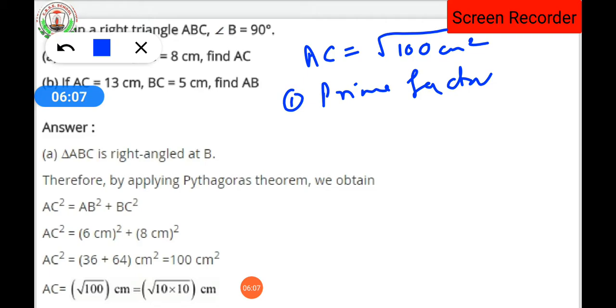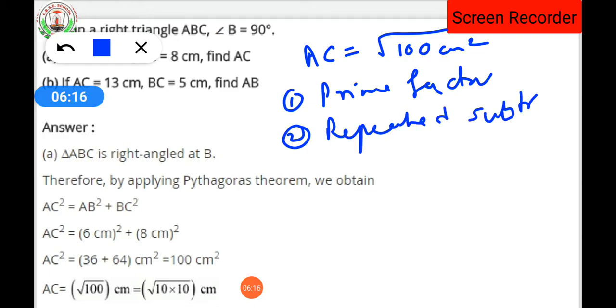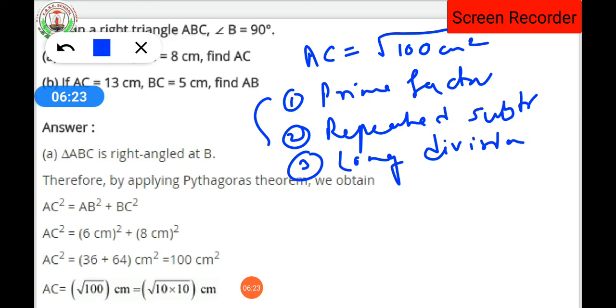Okay, so the first one is the prime factorization method, then the repeated subtraction method, isn't it? Then the third will be the long division method. So by using any of the three methods you can easily find the square root of 100. Clear? Let us take the prime factorization method.